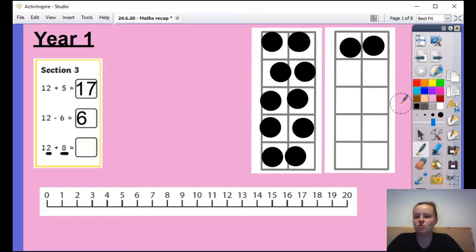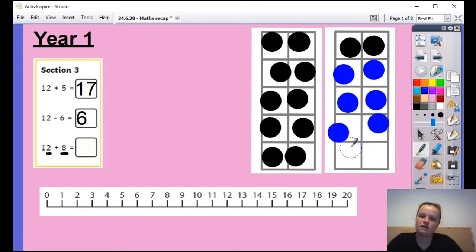Okay, so we've got 12. Now I need to add another 8 counters to my 10 frame here, because that's the second part of the question. So 1, 2, 3, 4, 5, 6, 7, 8. Okay. How many do you think I have there?